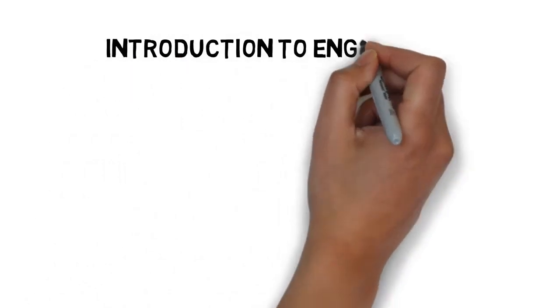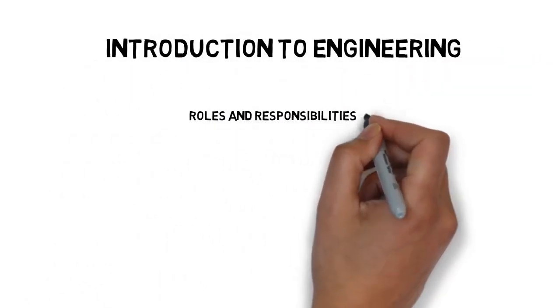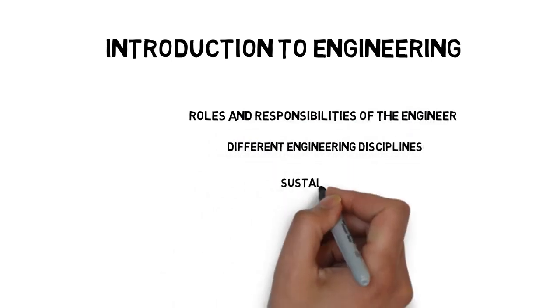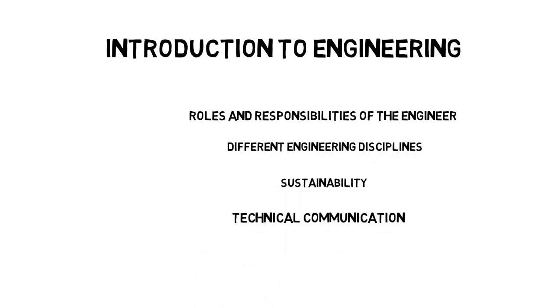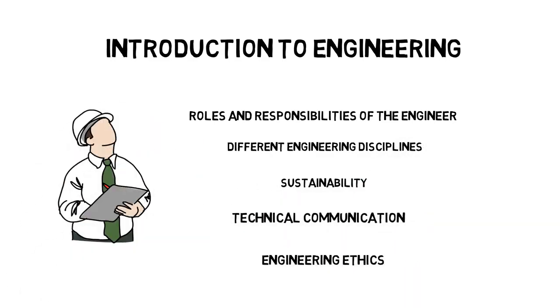And lastly, you'll need to take 2 Introduction to Engineering courses, where you'll learn about the roles and responsibilities of the engineer, the different engineering disciplines, sustainability, technical communication, and engineering ethics. These are all skills that will enable you to become a successful engineer, no matter what discipline you go into.